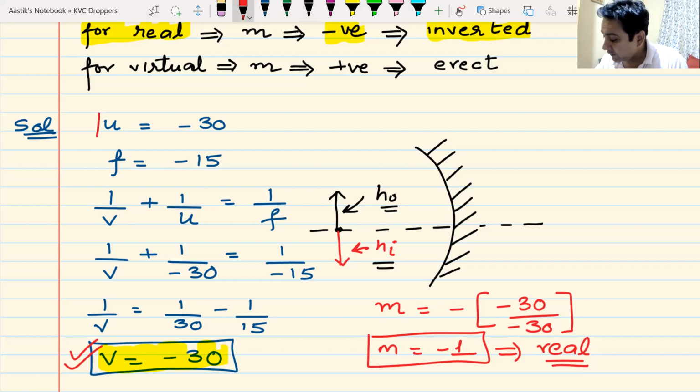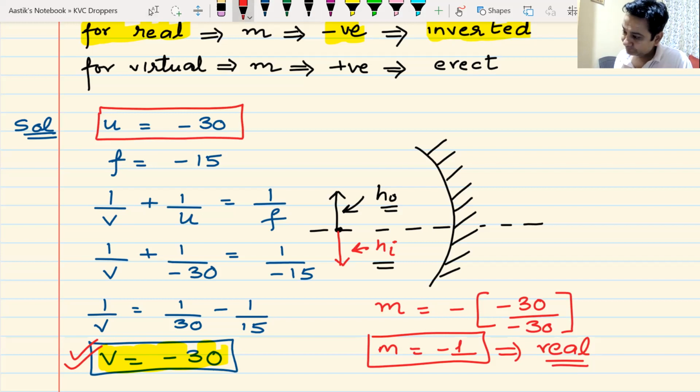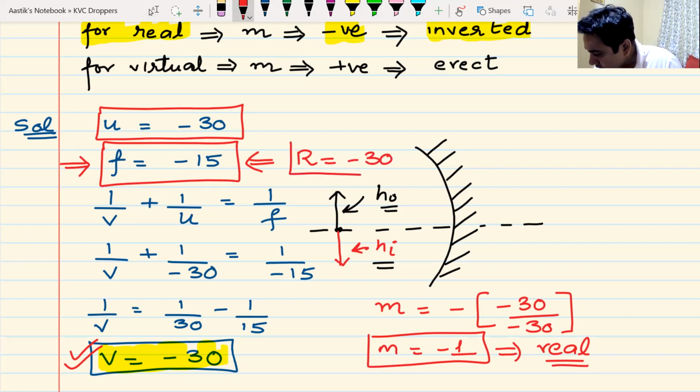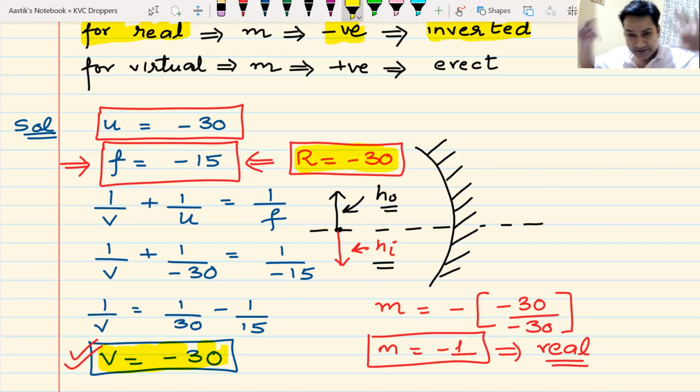If I look closely at the value of u, u is minus 30 and my focal length is minus 15. When my focal length is minus 15, minus only indicates the sign convention, nothing else. My focal length is 15. The focal length of the concave mirror is 15. From here, you can find out the radius of curvature of this concave mirror. The radius of curvature will be 2 times this focal length. So radius of curvature of this mirror would be minus 30. Do we understand this?